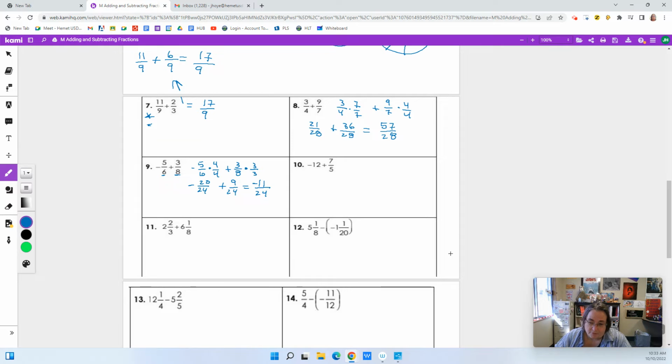Anytime you have a whole number and you want it to be a fraction, you can just write it over 1. We could rewrite this as negative 12 over 1 plus 7/5. Right? Any whole number, its fraction form is just that over 1. So what would our least common multiple be here?